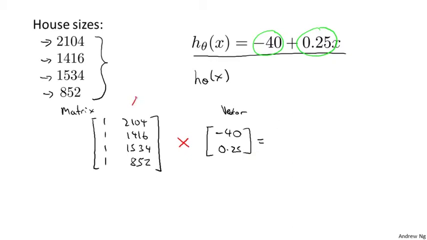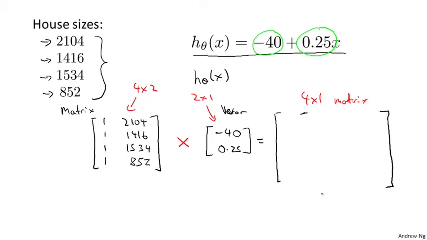Well, this is a 4 by 2 matrix. This is a 2 by 1 matrix. So the outcome is going to be a 4 by 1 vector. Right? So this is going to be a 4 by 1 matrix as the outcome, or really a 4-dimensional vector. So let me write in one of my 4 elements. I'm going to have 4 real numbers here.